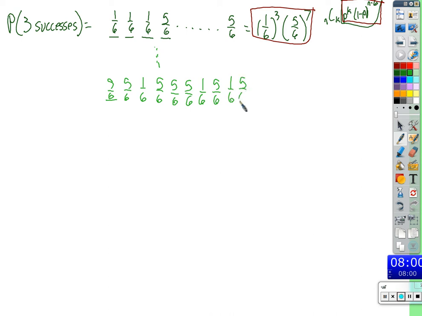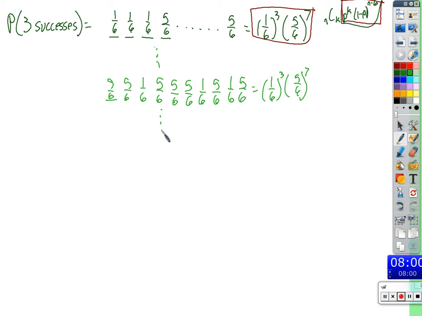1, 2, 3, 4, 5, 6, 7, 8, 9. And the last one, a failure. The probability that that happens is the same as the probability that the first three are successes and the rest failures. It's still 1/6 to the third times 5/6 to the seventh. So it's 3 successes and 7 failures, and those probabilities are going to be represented that many times.